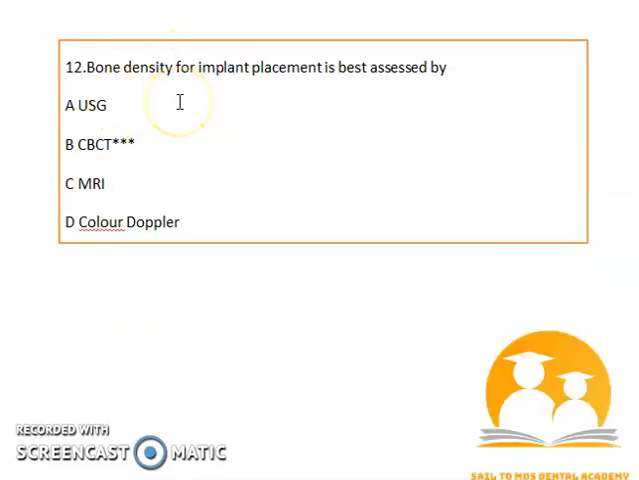Then aspirants, how to know the bone density for implant placement? The best method is your CBCT.